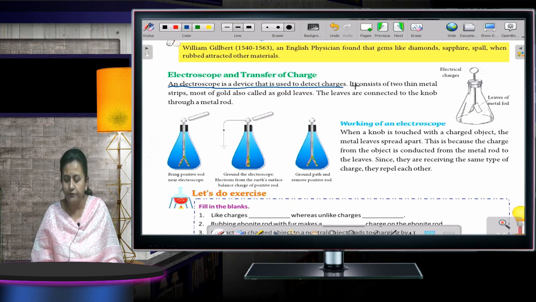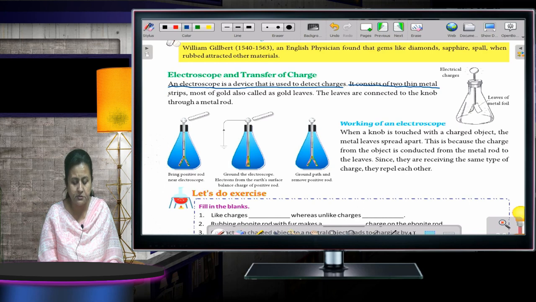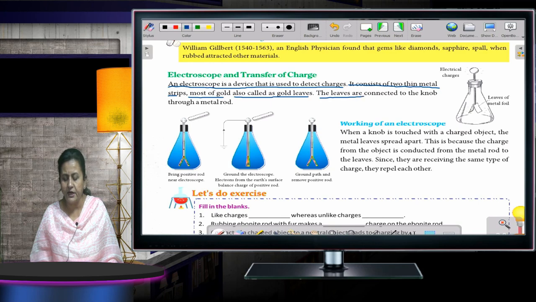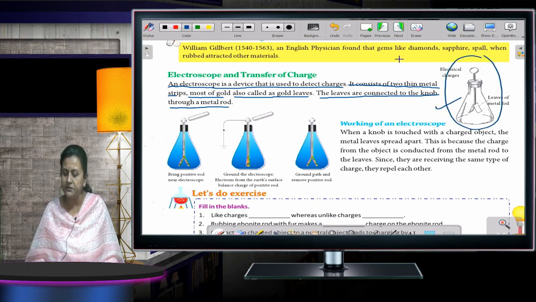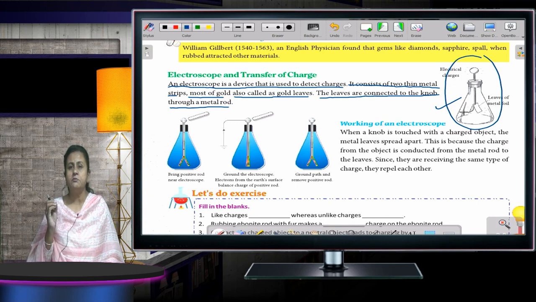It consists of two thin metal strips, mostly of gold, also called gold leaves. The leaves are connected to the knob through a metal rod. Now see, what is this? You can see over here, this is an electroscope. What is there in the electroscope? It is a device used to detect charges. It has two thin metal strips, and most of them are made up of gold. And the leaves are connected to the knob. You can see the leaves are connected to the knob.